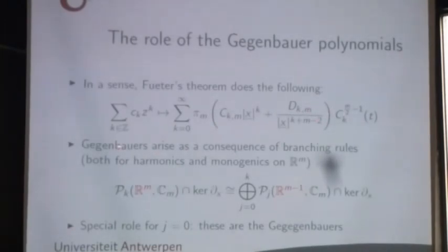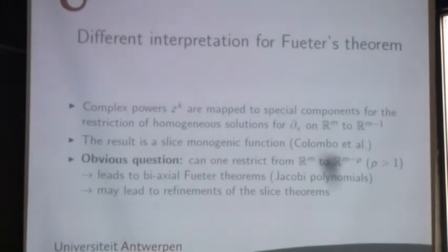There is a different way to see why Gegenbauer polynomials arise, but in order to do that, I need branching rules, and in order to do that, I need representation theory, and I cannot do that in 5 minutes, so I will not do this. However, I will tell you that the different interpretation for Fueter's theorem leads to a few questions. So I said that Fueter's theorem basically says that complex powers are mapped to special components for the restriction of homogeneous solutions. Well, that would have been the previous slide, I didn't tell you. I have to rephrase it. Complex powers are mapped to special solutions which can be expressed in terms of Gegenbauer polynomials.